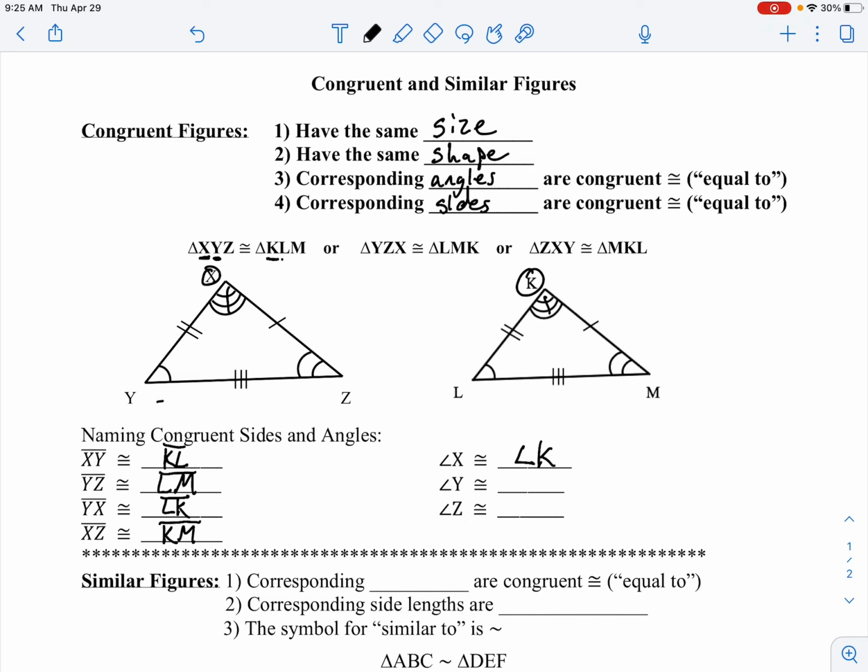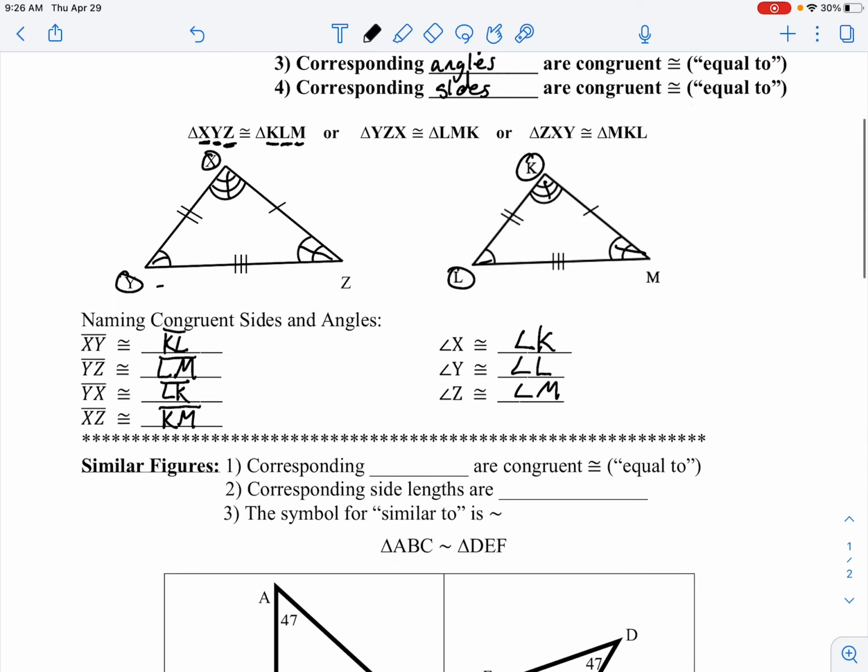And same thing, Y is in the same spot in the name as L. And if we look here, we've got Y and L being the same by this one bar here. So we'll say angle Y is congruent to angle L. And finally, Z is in the third spot in the name, so M is in the third spot of the name. So angle Z is congruent to angle M. And then also, once again, these two bars tell us that these angles are equal to each other.